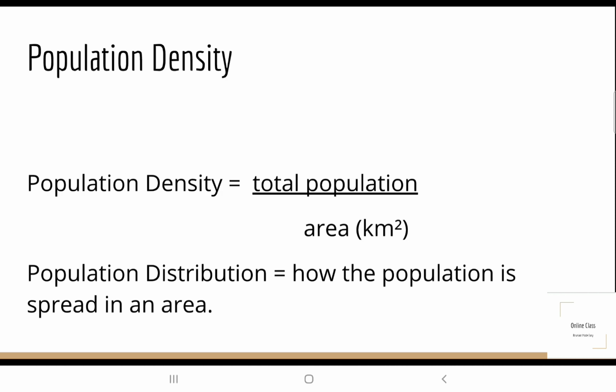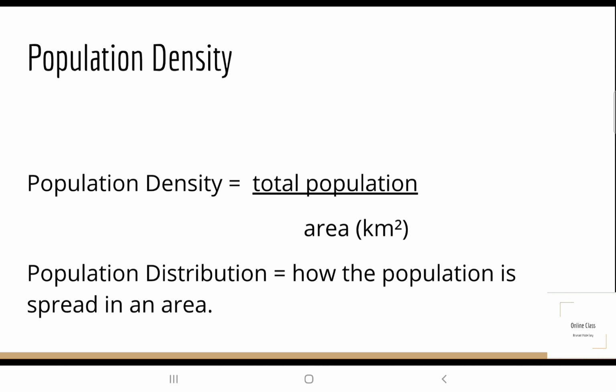You're also going to have to know the formula for the population density. So population density is how many people there are in a certain area. So the formula that you need to know is population density equals the total population divided by the area in kilometers squared. So that's the formula that you need to work out for population density.